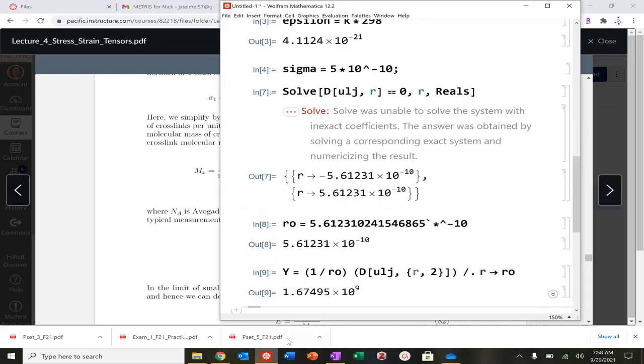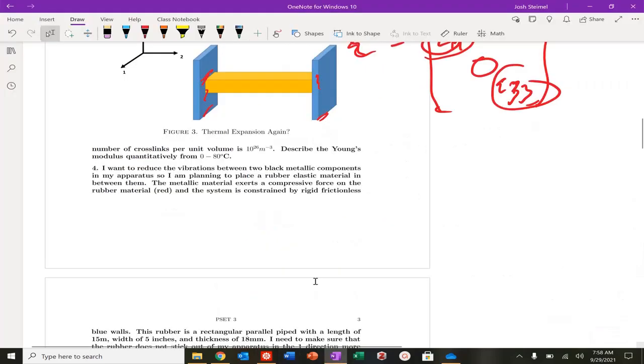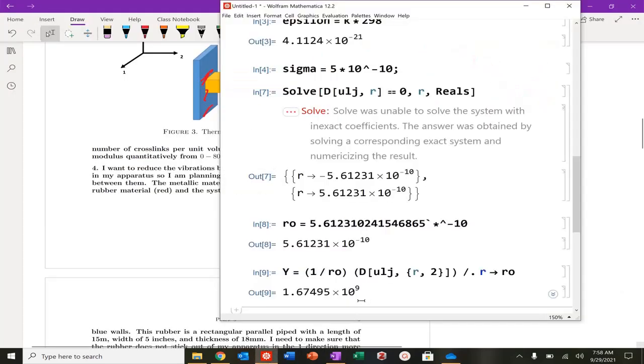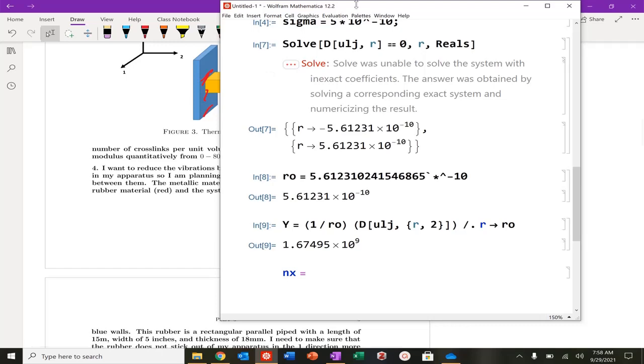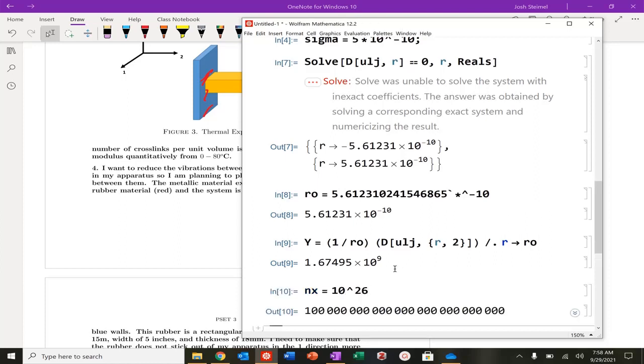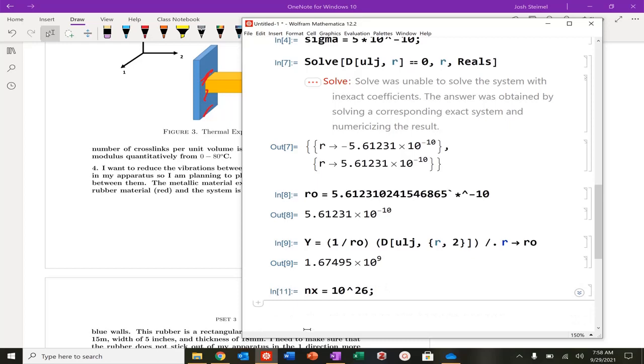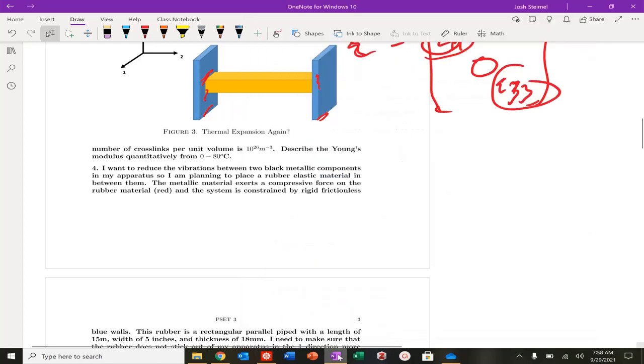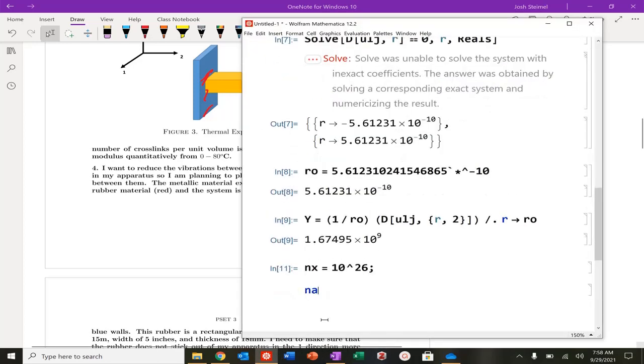So our nx in this problem equals, what is it? 10 to the 26. So that's my number of crosslinks per unit volume, 10 to the 26 power. So a lot of crosslinks, kind of. So that is nx, and then my Avogadro's number, Na, is equal to 6.02 times 10 to the 23rd.